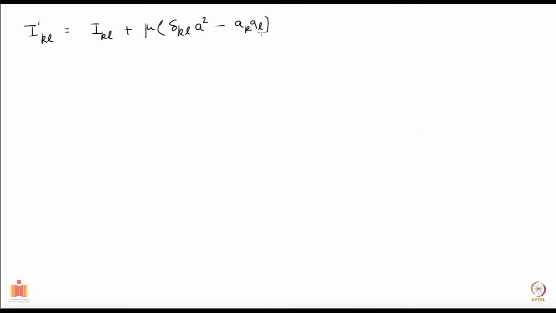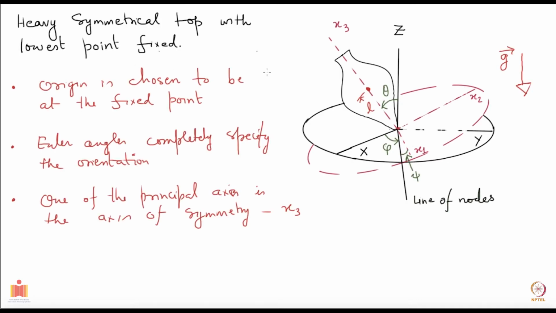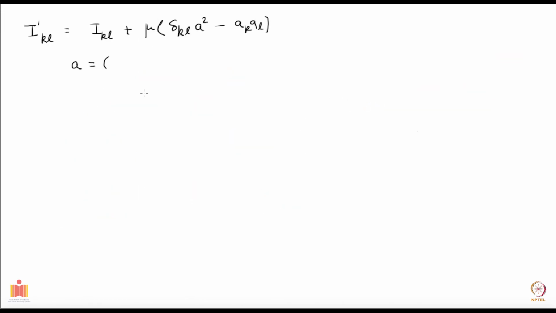And what is vector A for me? Vector A is this. Can you guess what it is? It is along the x3 axis, right? So its component along x1 is 0, along x2 is 0, and along x3 it's L. So your vector A is 0, 0, L, right?